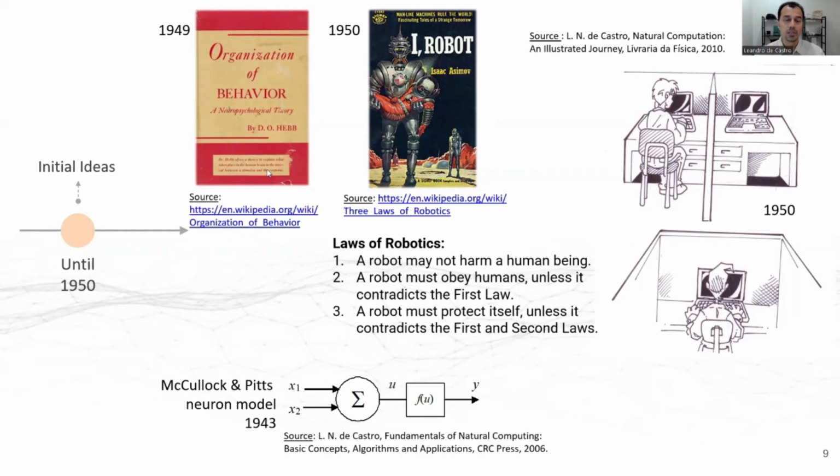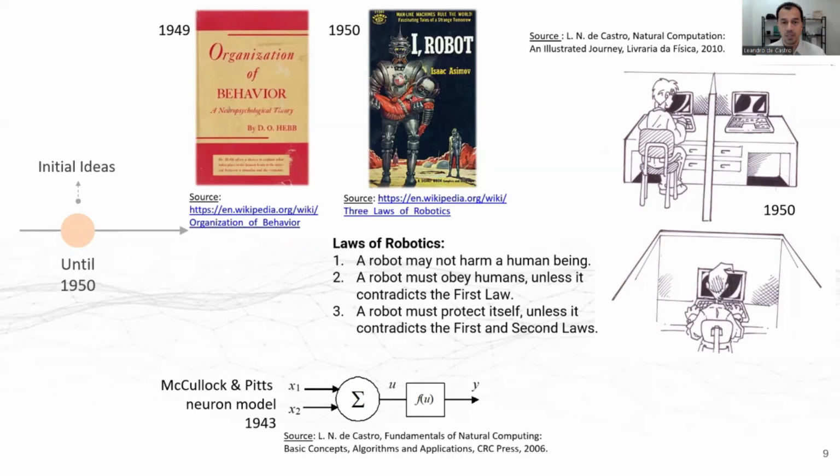Then I want to detach here the publication of the book, The Organization of Behavior by Donald Hebb, in which he proposed the first learning rule for artificial neural networks. Basically, what he proposed was that the weight between two nodes or two neurons in a network increase if both neurons are activated or active at the same time.